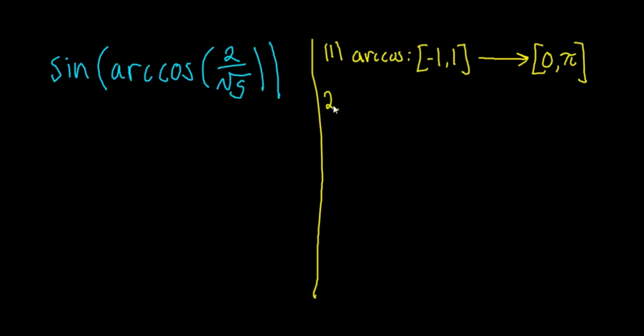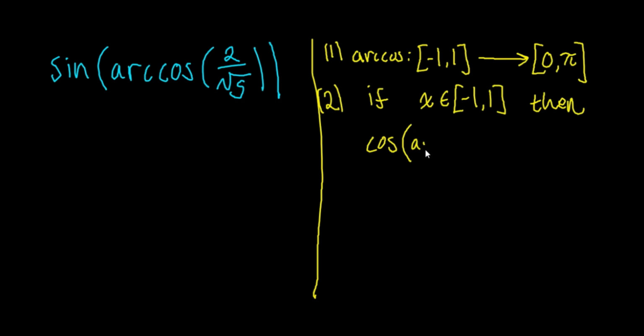The second fact is that if x is in the closed interval from -1 to 1, then the cosine of the arc cosine of x is equal to x.